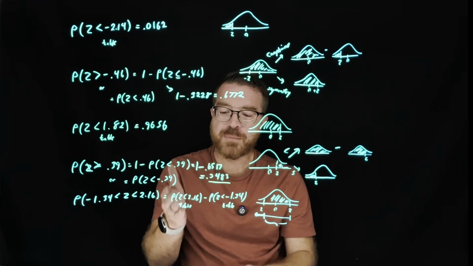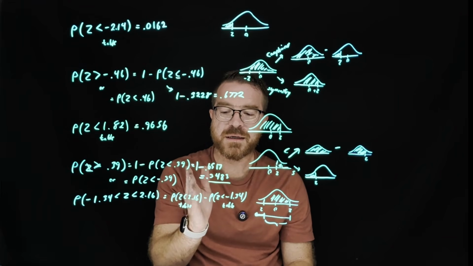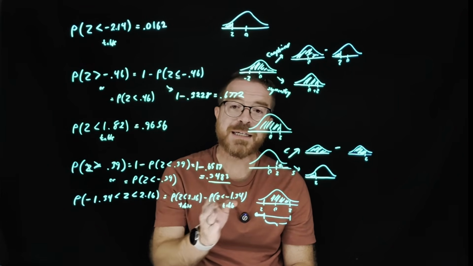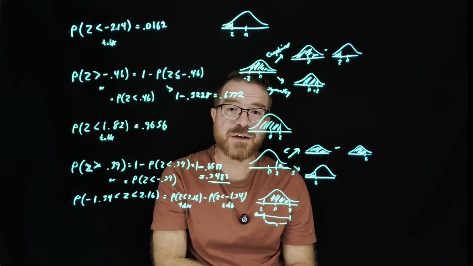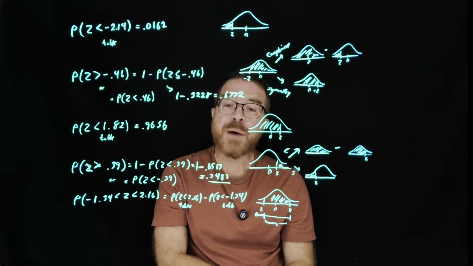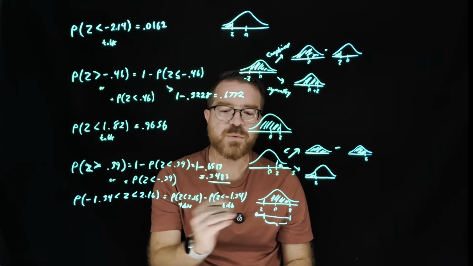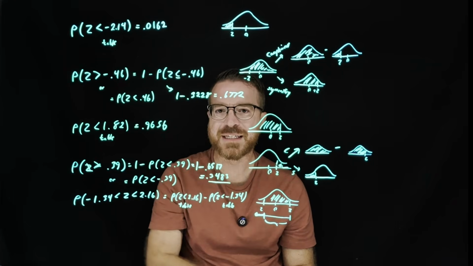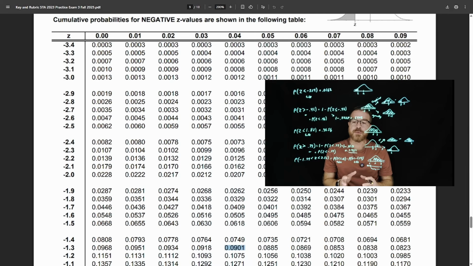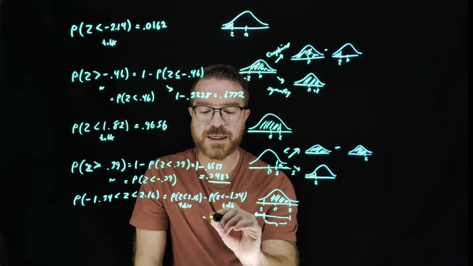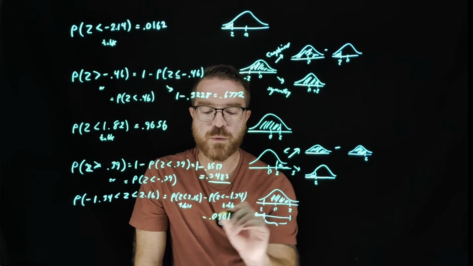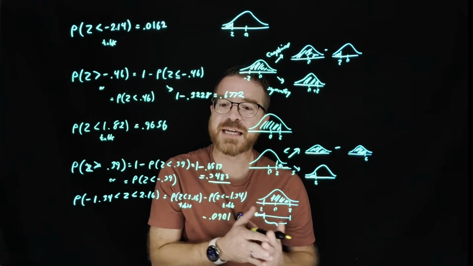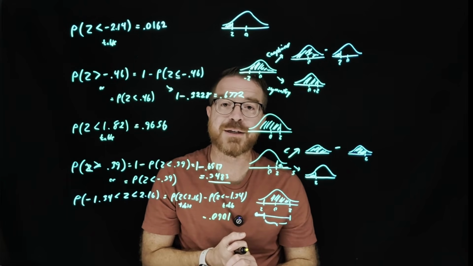So last one, we had the probability of z less than 2.16 minus the probability of z less than negative 1.34. So now we need to go to our positive z table to find this one and our negative z table to find this one. So I'm going to do the second one first since I already have the negative z table up. So looking at our negative z table, we have negative 1.3, go over to 0.04, and I get a value of 0.0901. So this is going to be minus 0.0901.